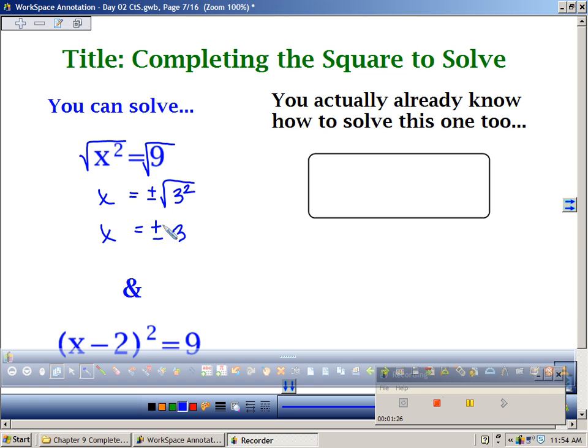Did the sub explain to you why it's plus or minus? Yes. Good. So that worked out well? Yes. So you know that negative 3 squared is the same as 3 squared. Since both of those work, we have to consider both cases. So how would I do this one?